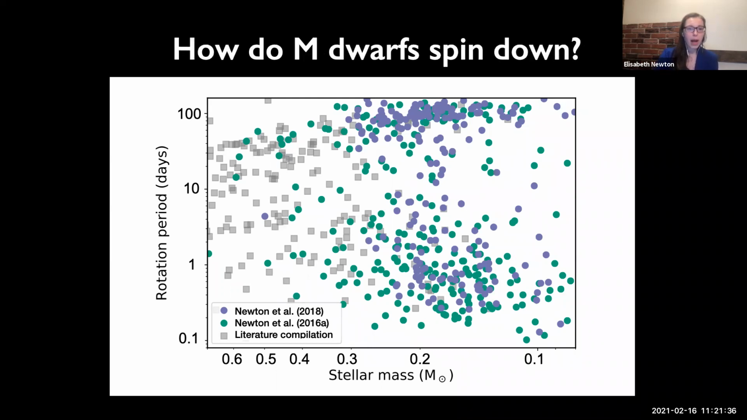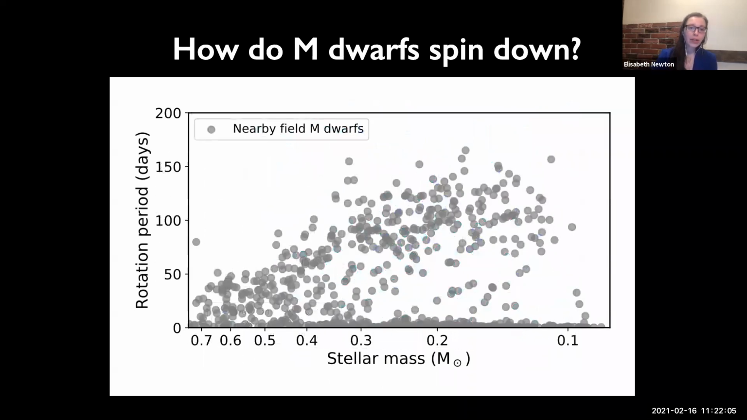The first thing to note here is that there are M dwarfs with very long rotation periods. They get out to rotation periods of around 140 days, compared to 25, 30 days for the sun, depending on latitude. And so the very first important takeaway here is that mid to late M dwarfs do spin down. So not all M dwarfs are rapidly rotating.